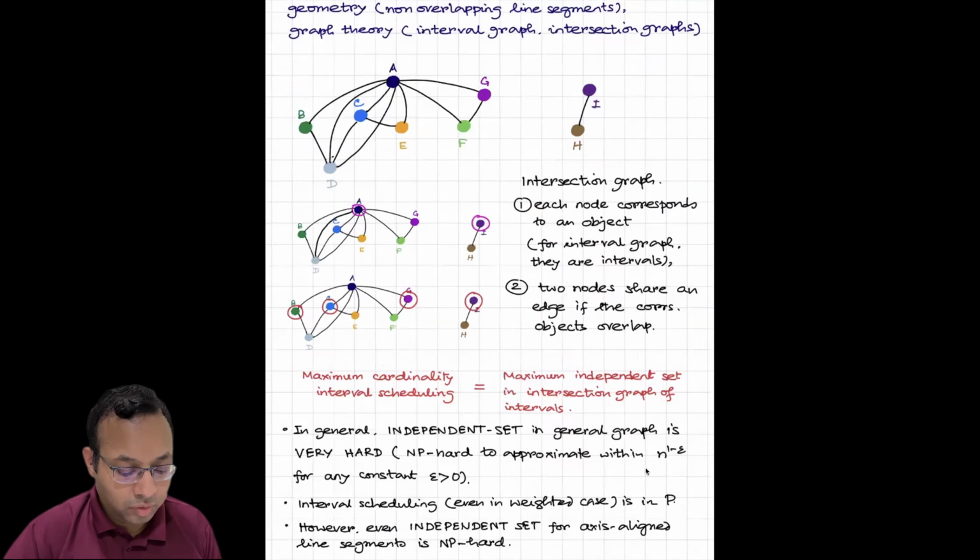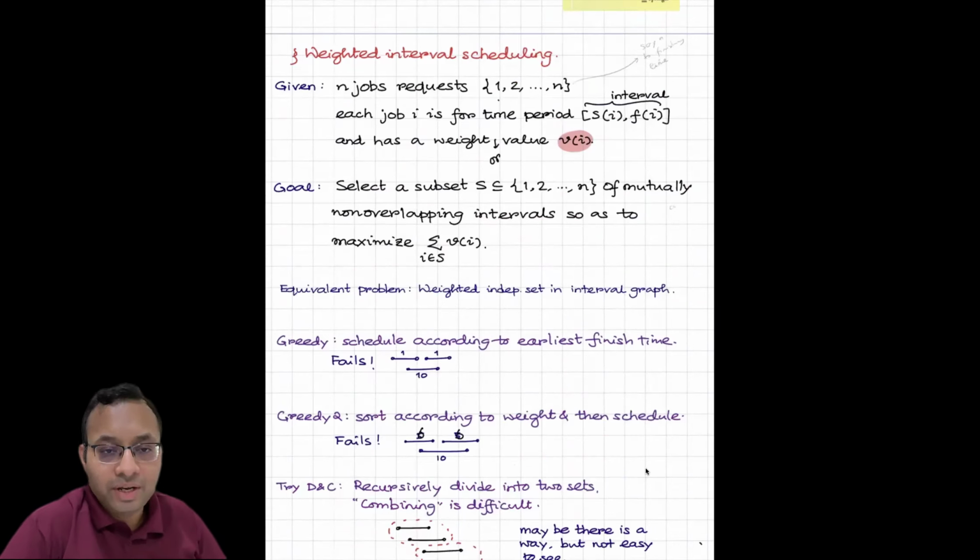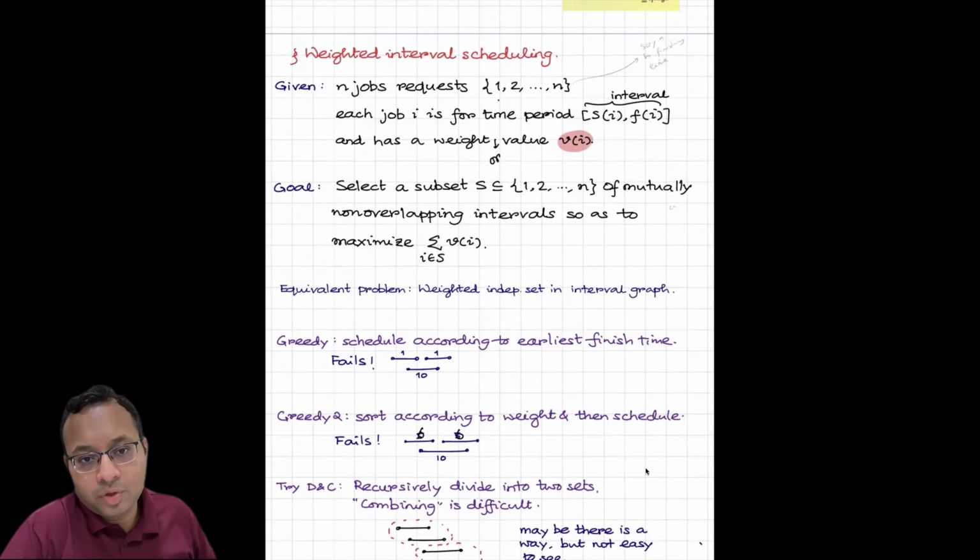So we'll go to the weighted case first, and this is the problem. We are given n jobs, which are 1 to n. Each job i runs for some time period si to fi. si is the starting time of job i, fi is the finishing time of job i. And each job has some weighted value vi. Our goal is to select a subset of jobs which are mutually non-overlapping, a subset of intervals. Here I'm using intervals and jobs interchangeably. We want to maximize the sum of values of all the jobs which are in S.